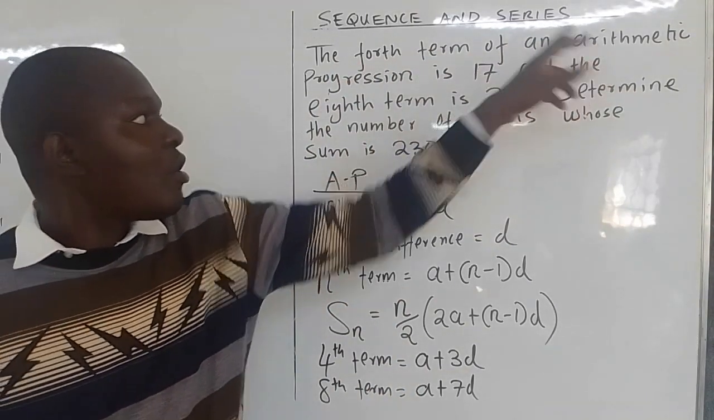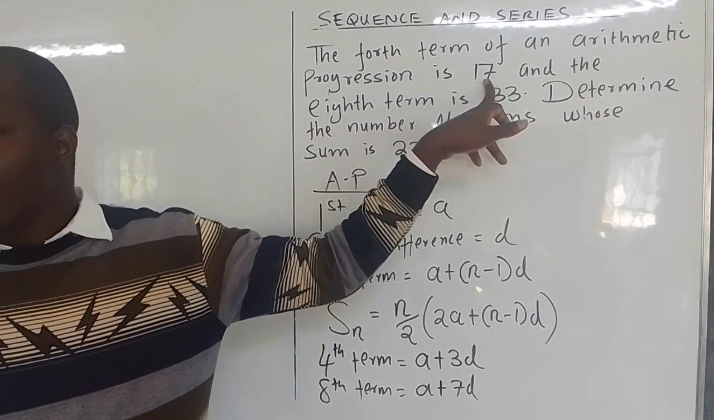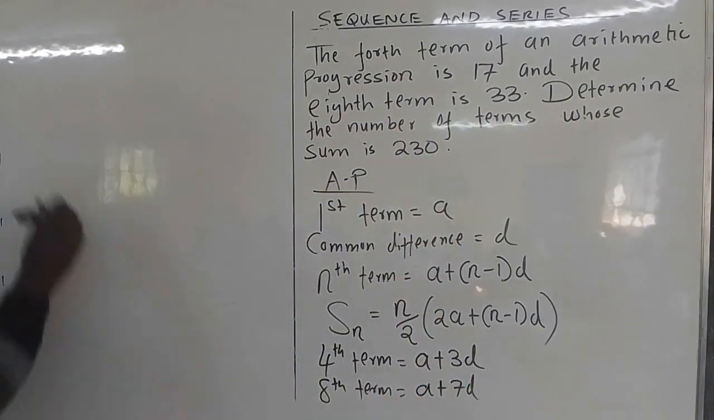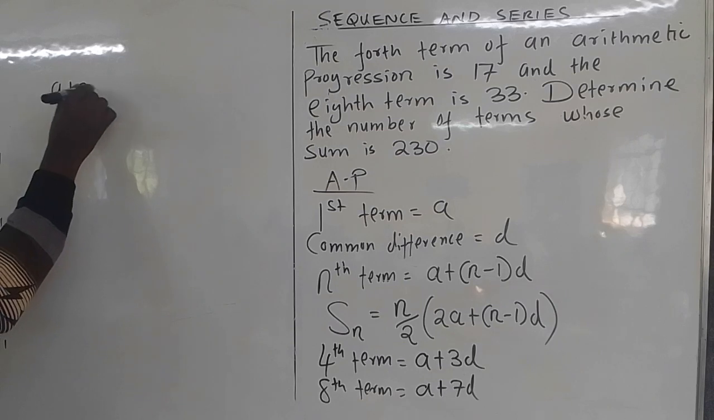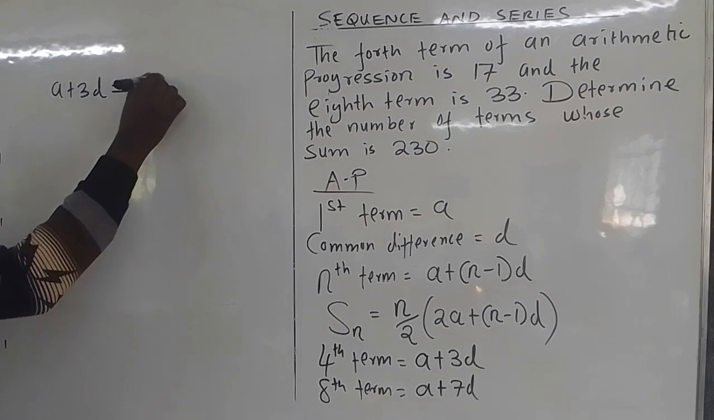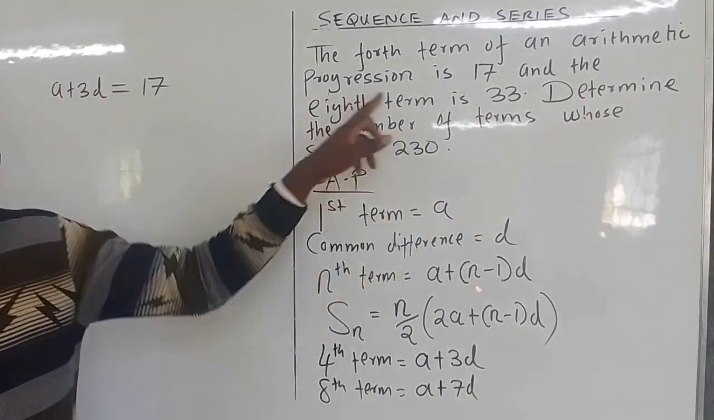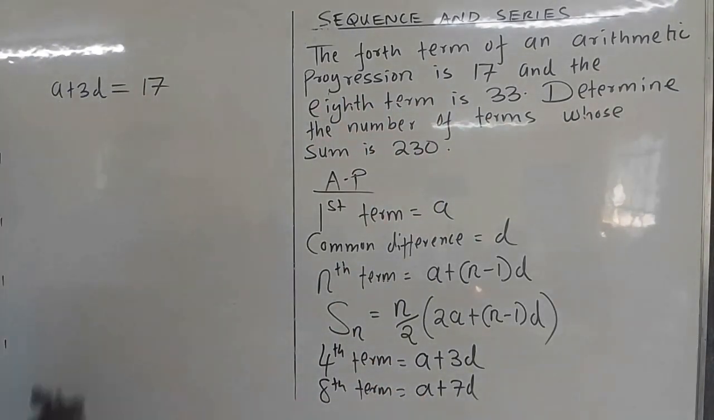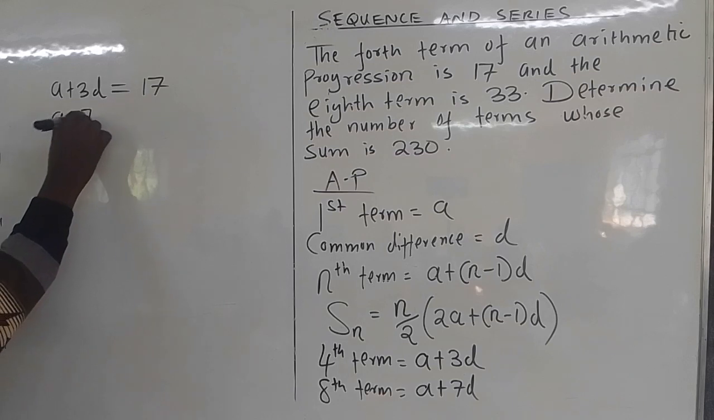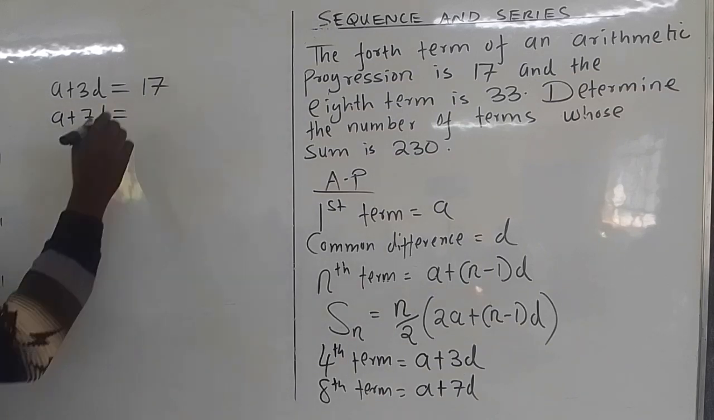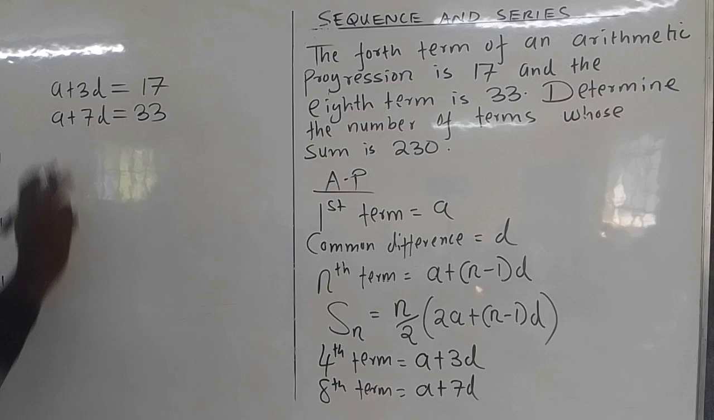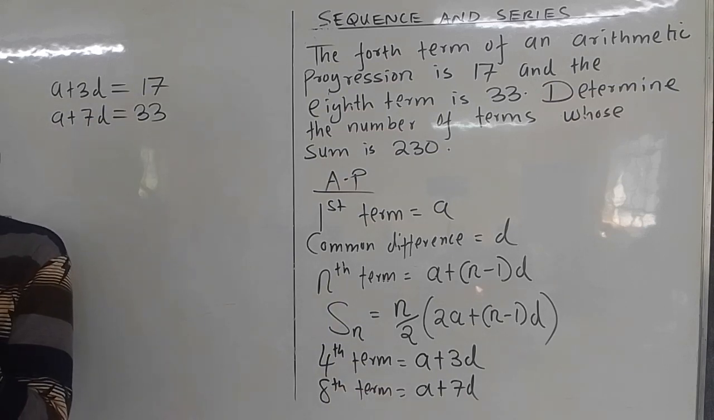The fourth term of an arithmetic progression is 17. And the fourth term is what? A plus 3D is what? 17. And the eighth term is? The eighth term, which you found to be A plus 7D, is what? 33. So you found two equations, isn't it?